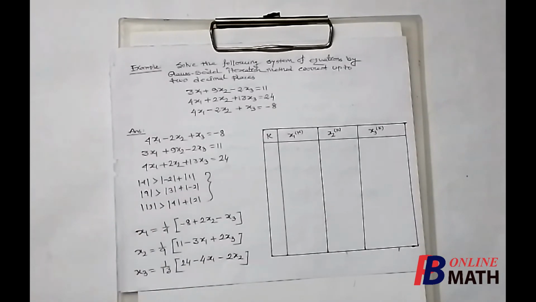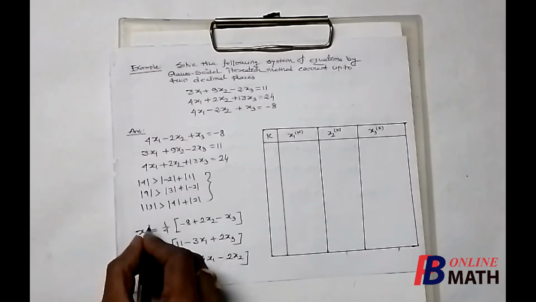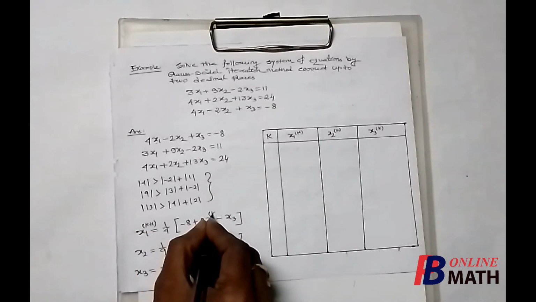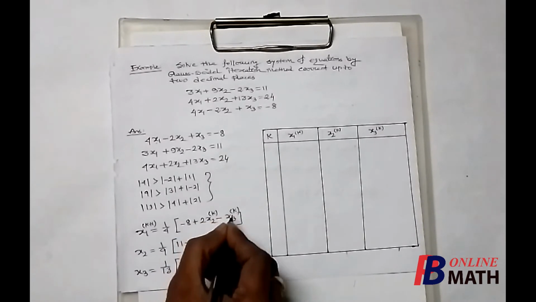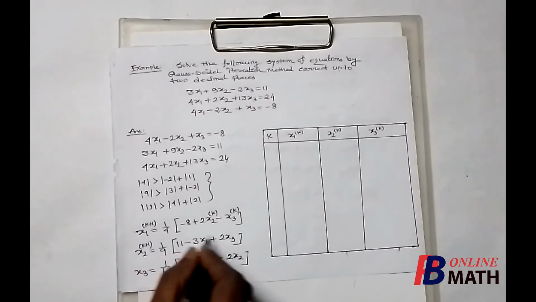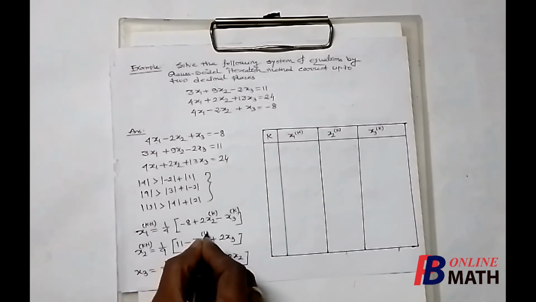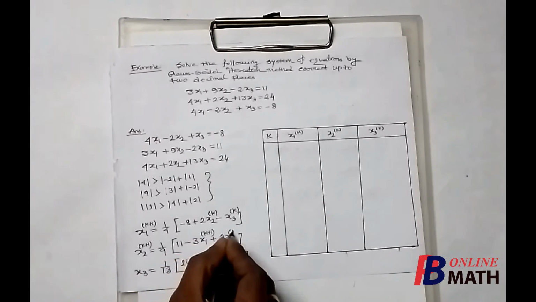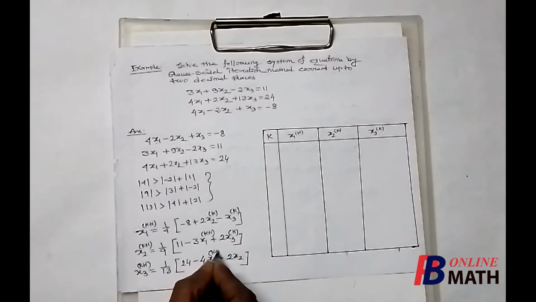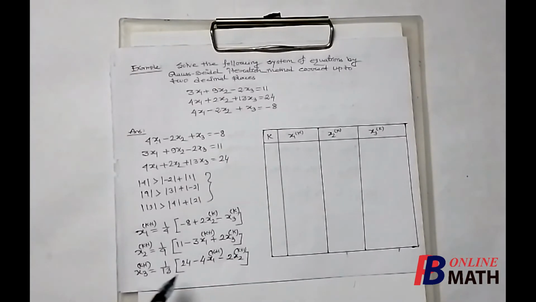Now we write the iteration formula. We know that the k plus 1th iteration of x1 will be in terms of the kth iteration of x2 and kth iteration of x3. The k plus 1th iteration of x2 can be found from this equation. This will be the k plus 1th iteration of x1 and this will be the kth iteration of x3, and the k plus 1th iteration of x3 will use the k plus 1th iteration of x1 and k plus 1th iteration of x2. So this is our iteration formula.